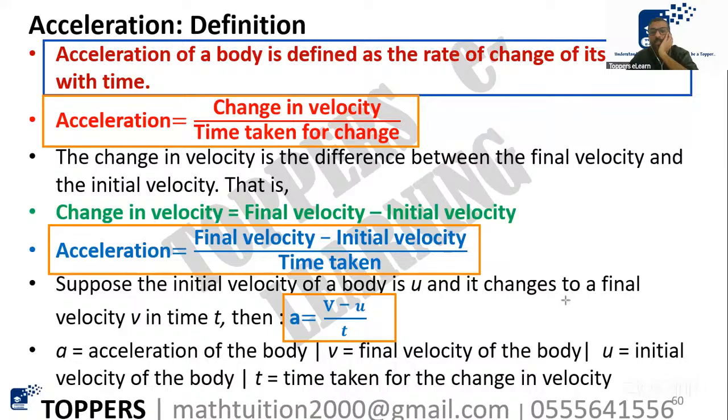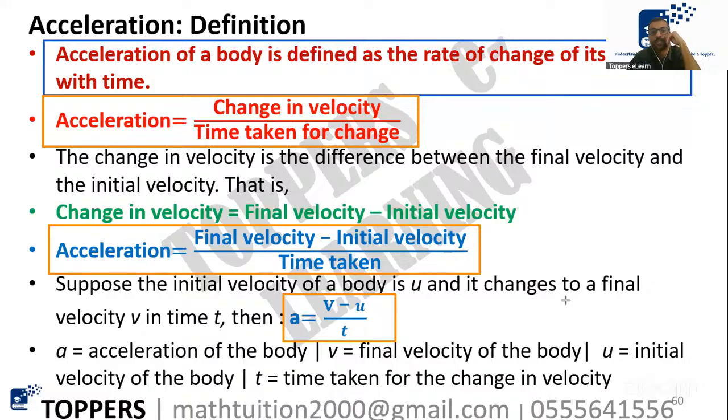What is the SI unit of acceleration? The SI unit of acceleration is meter per second square, because velocity is meter per second. The change in velocity will also be meter per second, divided by time, which is again second. So it becomes meter per second square. Meter per second square is the SI unit.